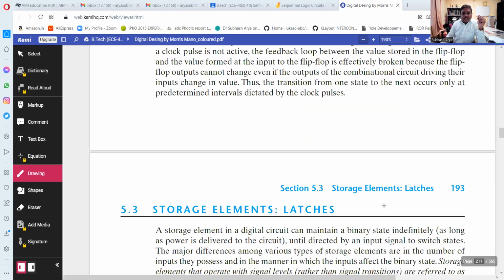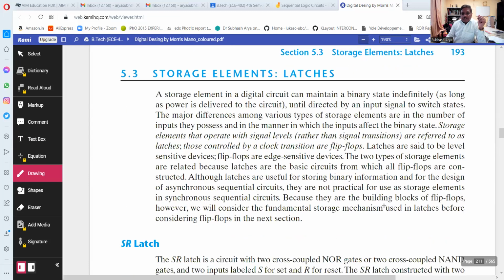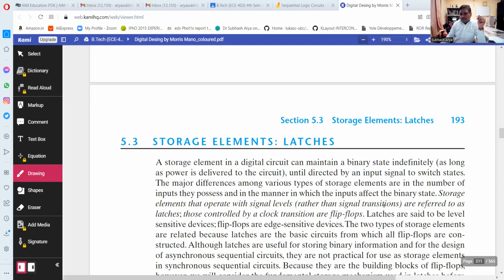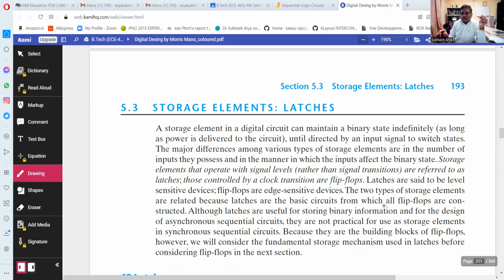Okay, let us move towards latches. A latch is basically a bistable device, which generally does not have a clock. A storage element that operates with signal level rather than signal transitions is referred to as a latch. They work on the signal level instead of the sequence of transitions. Those controlled by clock transitions are flip-flops. The device whose state is controlled by a clock is called a flip-flop. Otherwise, it is a latch.